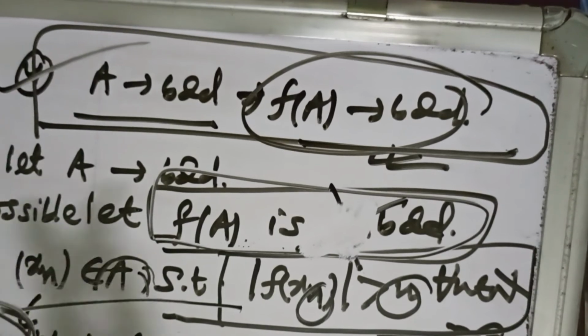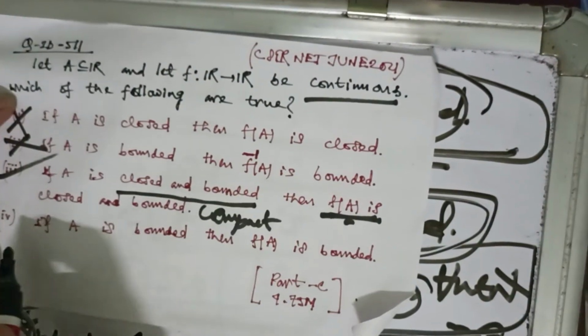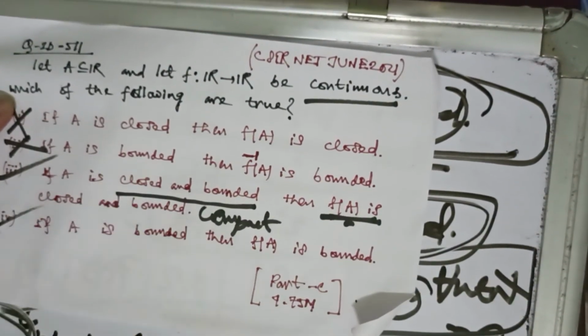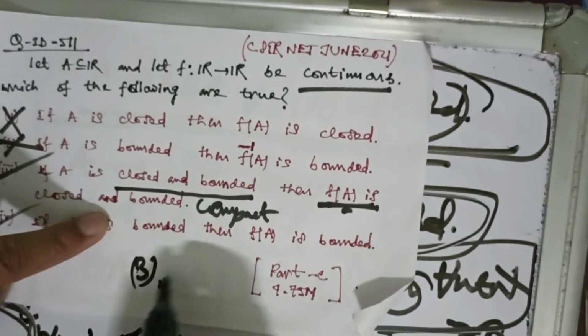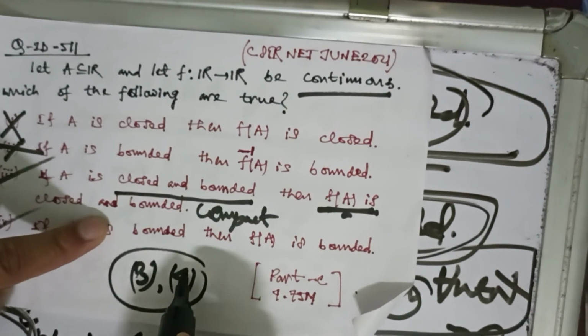Option 4 is nothing but the statement: if A is bounded, then f is bounded. So option 4 is correct. So in this question, the correct options are 3 and 4.